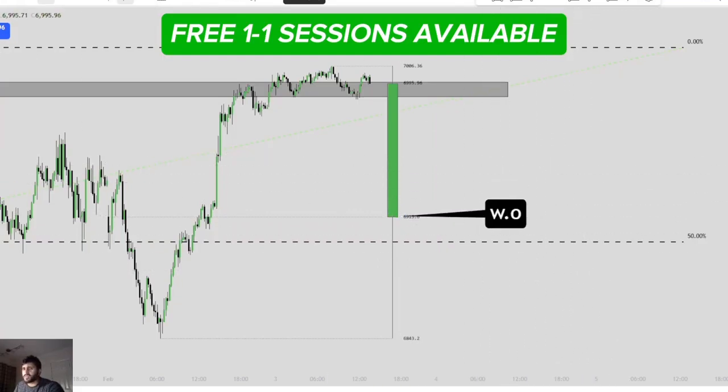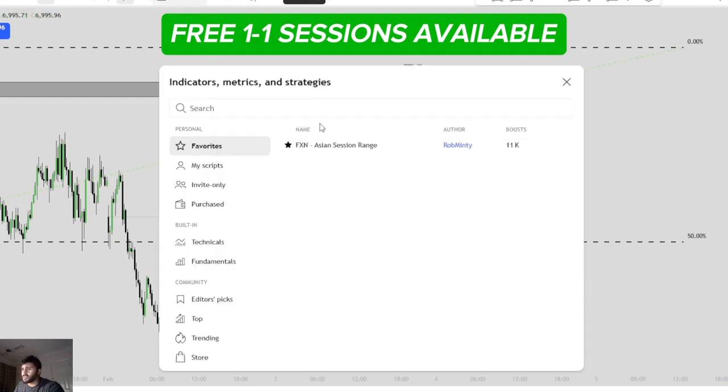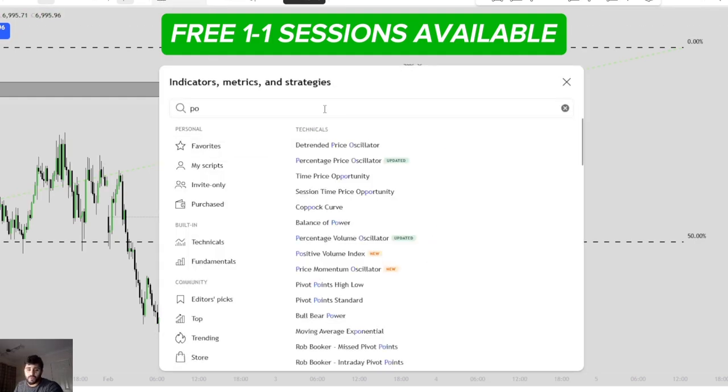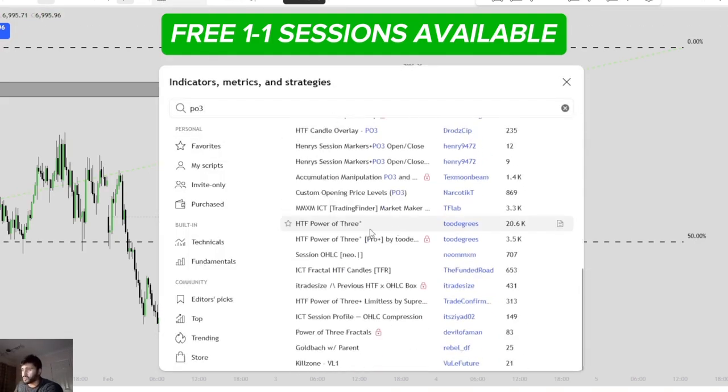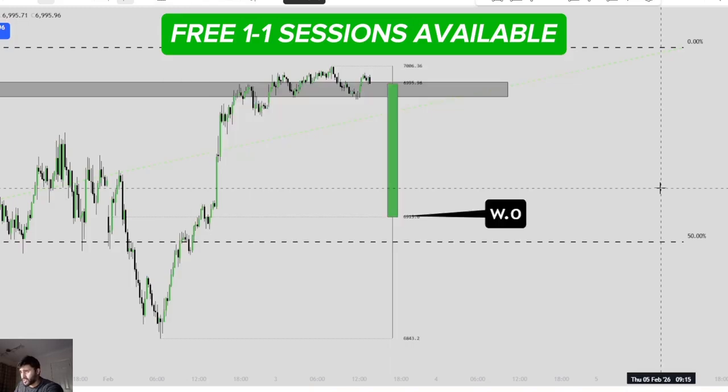So if you don't know how I use this indicator, basically you go to indicators, you type in P03, and you scroll all the way down to higher time frame power of 3 by 2 degrees. Just the free version is fine. You don't need the locked version. The free version is fine.